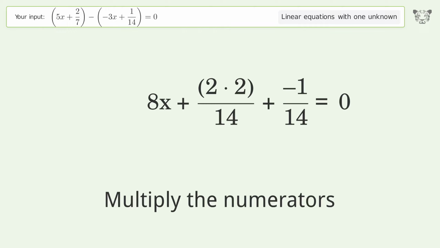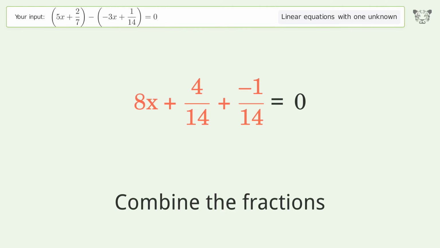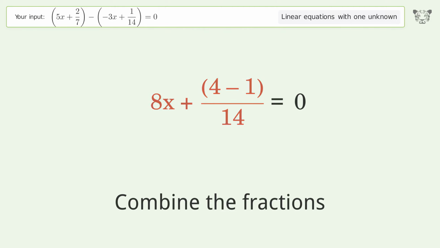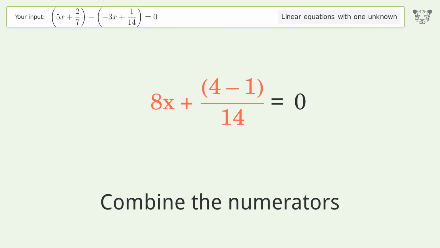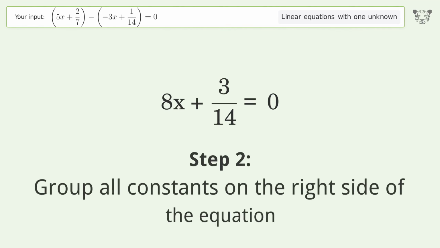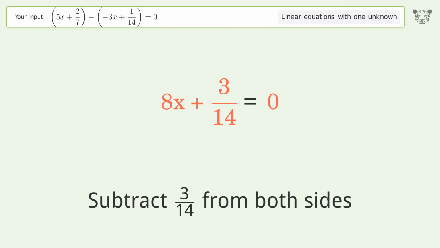Multiply the numerators. Combine the fractions. Combine the numerators. Group all constants on the right side of the equation. Subtract 3/14 from both sides.